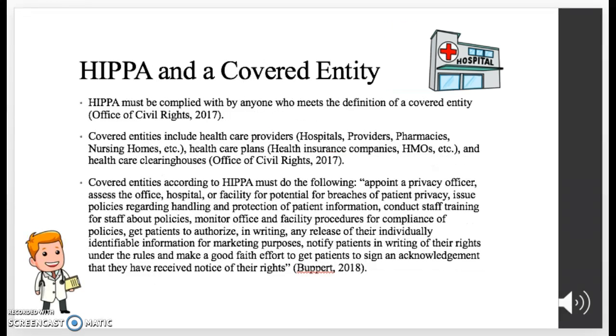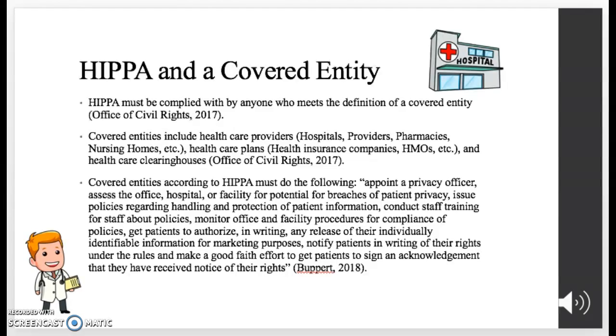You might ask who and what must comply with HIPAA. According to the Office of Civil Rights, an individual, organization, or agency that meets the definition of a covered entity must comply with the rules and regulations set by HIPAA. Covered entities include a healthcare provider, a health plan, and a healthcare clearinghouse. If a place or person meets the definition of a covered entity, they must assure the following occurs.